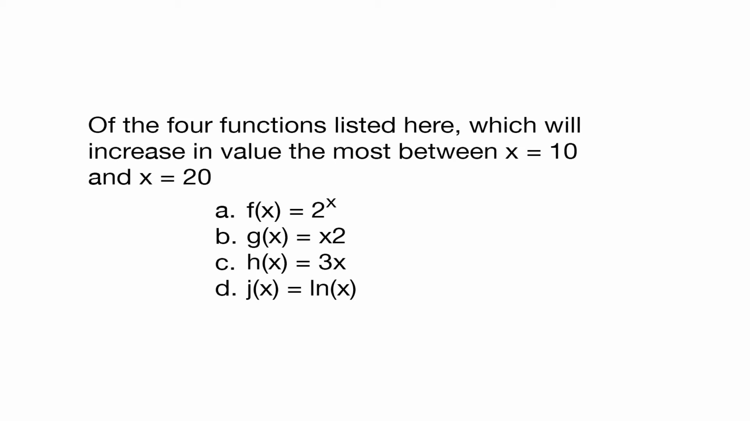Of the four functions listed here, which will increase in value the most between x is equal to 10 and x is equal to 20? Is it A, f of x is equal to 2 to the x power, B, g of x, which is equal to x squared, C, h of x, which is equal to 3x, or D, j of x, which is equal to the natural log of x? The answer is A, f of x, which is 2 to the x power.